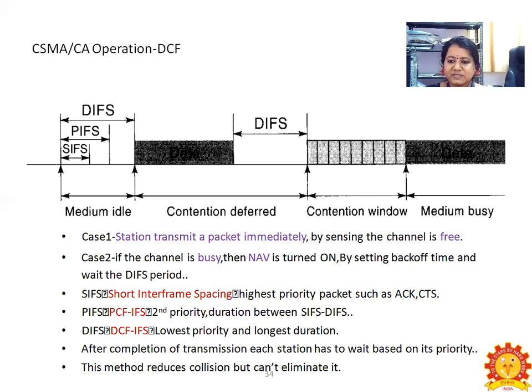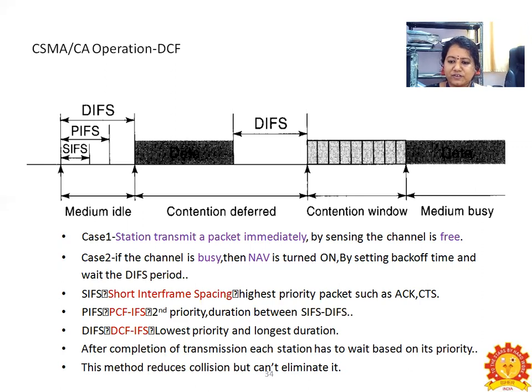The station transmits the packet immediately by sensing the channel as idle. If it is busy, then NAV is turned on by sending the backoff timer and it waits for the DIFS period. SIFS, the short interframe spacing, is for the highest priority packets such as acknowledgement and CTS. The PIFS is the second priority duration, which is SIFS to DIFS. DIFS, which is the DCF IFS, is the lowest priority and the longest duration.